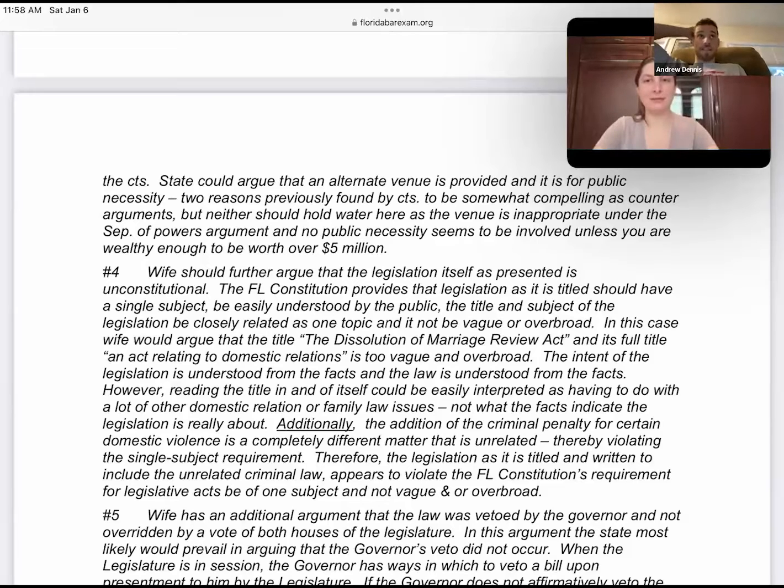I've read a lot of essays. That's what makes me a good writer. Vagueness and overbreadth seem to be the things that come up the most consistently on constitutional law essays. Federal lens, Florida lens, CrimCon lens, I think they always mention vagueness and overbreadth.